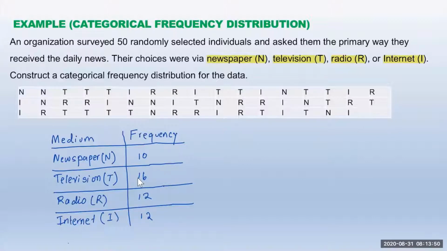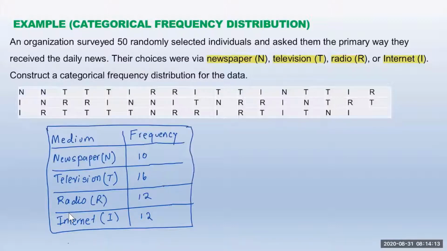We can clearly see 10 of them use newspaper to receive the news, 16 of them use television to get the news, 12 of them use radio to get the news, and 12 of them use internet to receive the news. So this table that we have created here is called the frequency table. If you see the data represented like this, then we say that this table is the frequency table or frequency distribution of the data here. We have the categorical data, so this is the frequency distribution for the categorical data given here.